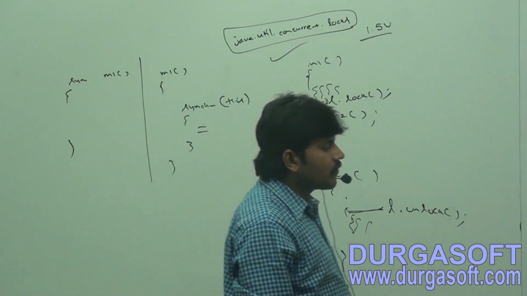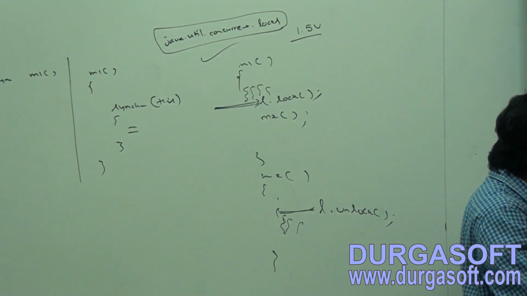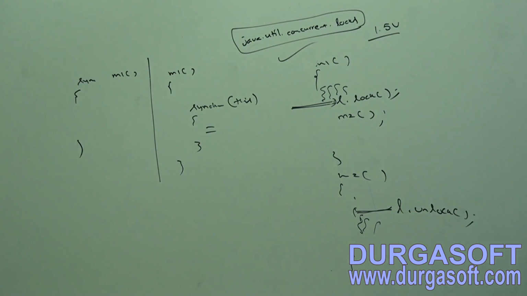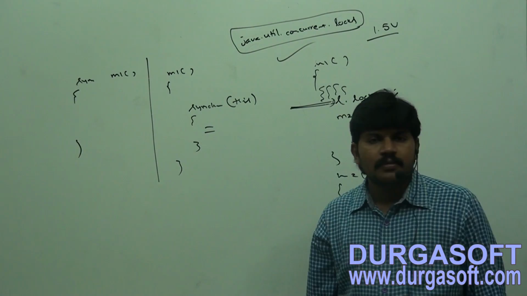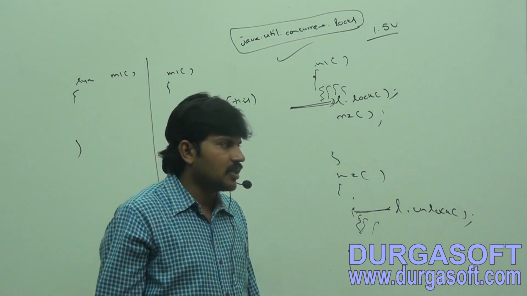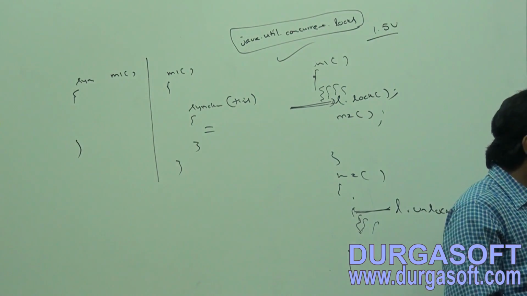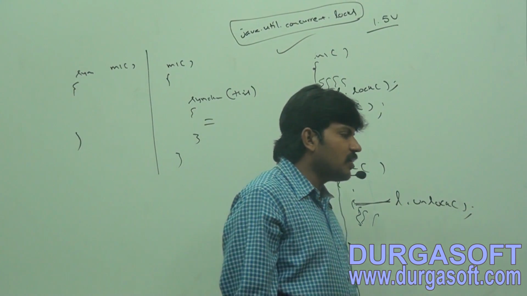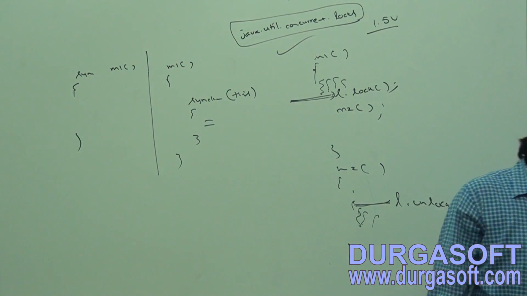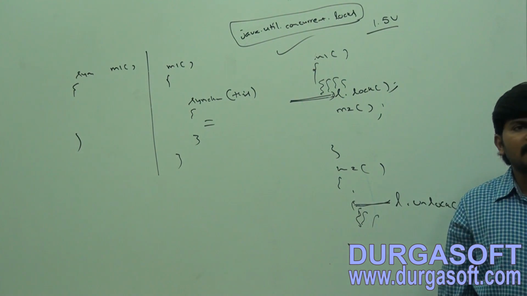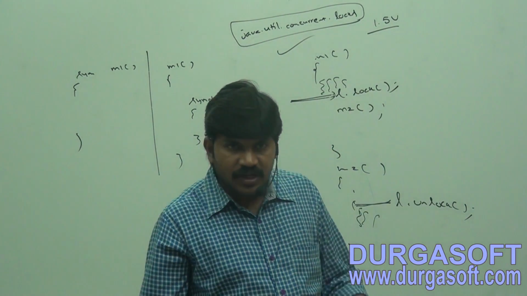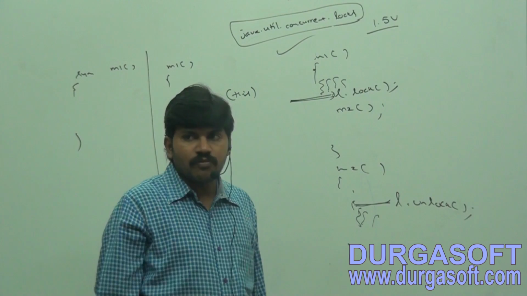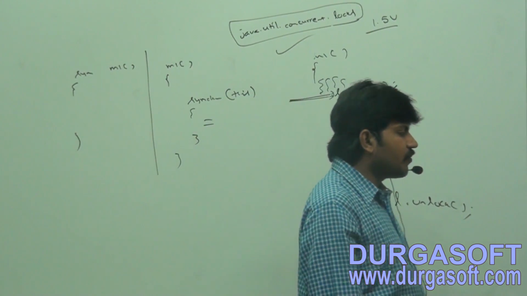To overcome these problems, some people introduced the java.util.concurrent.locks package in 1.5 version.